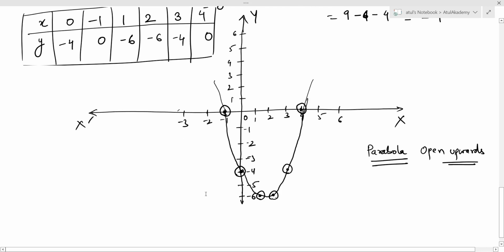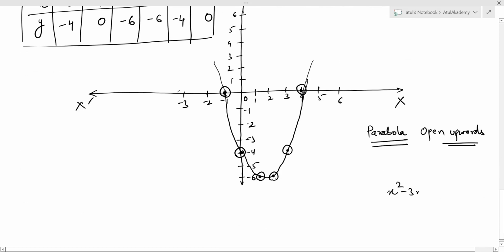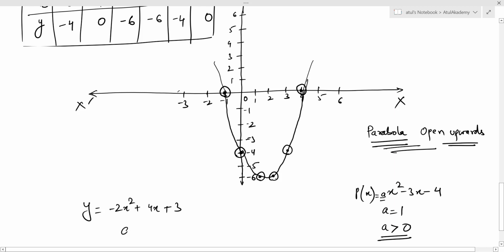There is a condition for opening upwards. If I see the algebraic expression, the polynomial was x square minus 3x minus 4, meaning the coefficient a is 1 over here. So a is greater than 0. Whenever we have a greater than 0, we have a parabola that opens upwards. If I consider an equation in which I have a as negative, let's say y is minus 2x square plus 4x plus 3, in this case a is minus 2, which is less than 0.